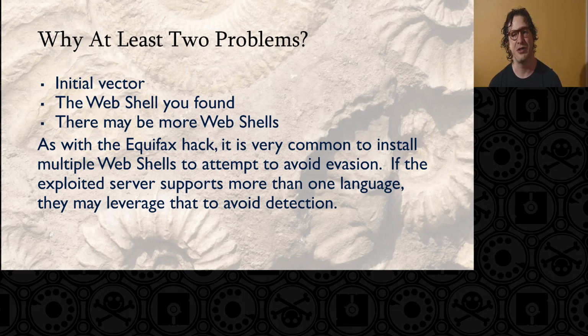Third, there may be more additional web shells. It's very common to put more than one on a system so that if you find and terminate the first one, they have alternate ways of getting back in. In some cases, during a live incident, they may be dropping additional web shells as you find and terminate specific ones. As mentioned earlier, if the server has the ability to run more than one type of application, they may be switching up languages during this process to try to avoid detection.